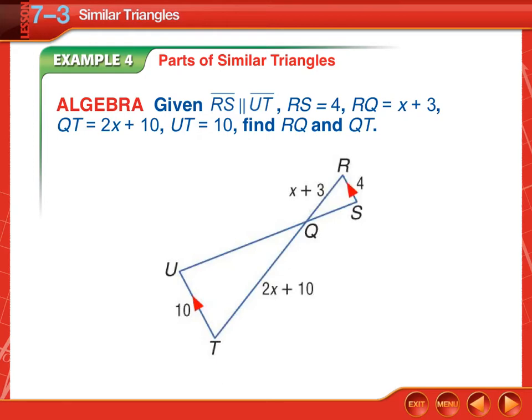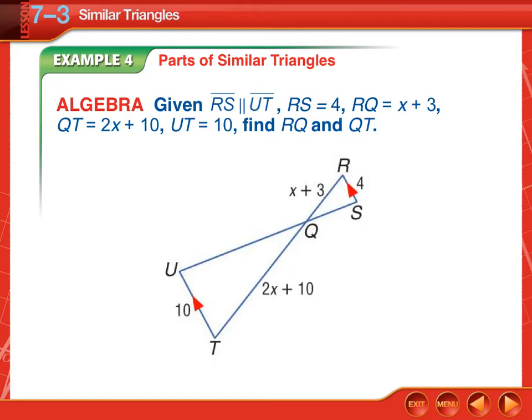All right, let's take a look at something a little bit more algebraic here. We have two lines marked as parallel, RS and UT. So we know immediately something about angles. We're told a bunch of other algebraic or numerical expressions for side lengths here. RS equals 4, RQ equals x plus 3, QT equals 2x plus 10, UT equals 10. We're being asked to find RQ and QT.